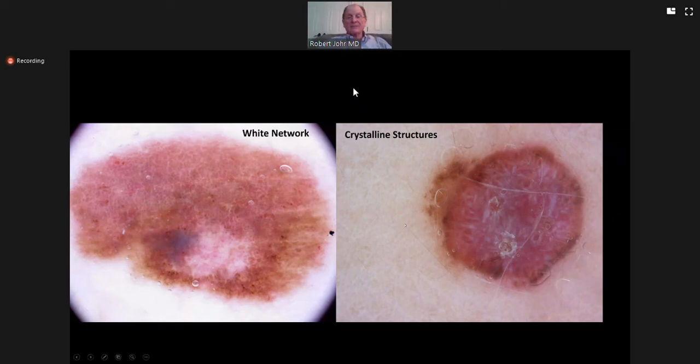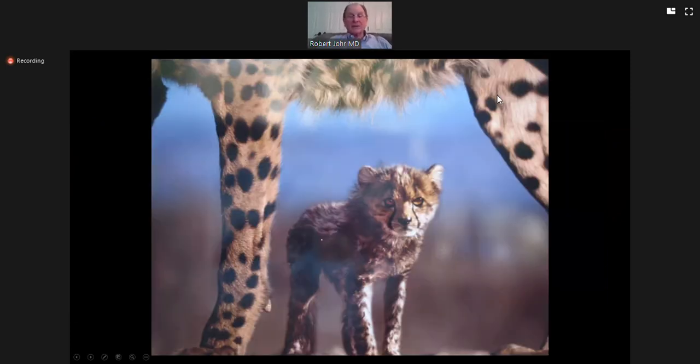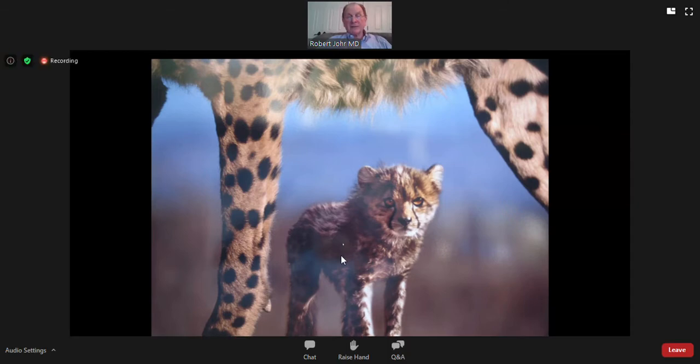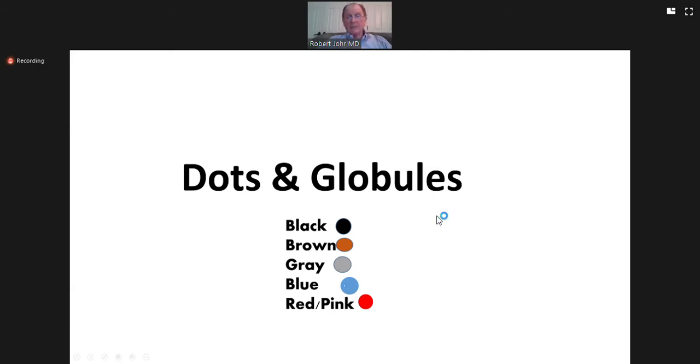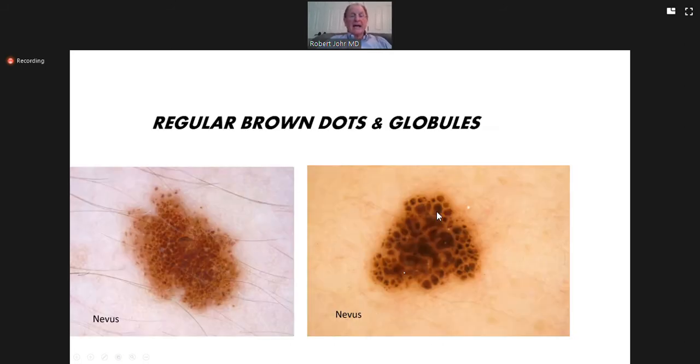Point to make: dots and globules. You're going to see lots of dots and globules, and they can be different colors. Depending on where the melanin is, they could be black, brown, gray, or blue, related to melanin. They can also be pink or red if they're milky red globules. Once again, dots and globules could be regular or irregular.